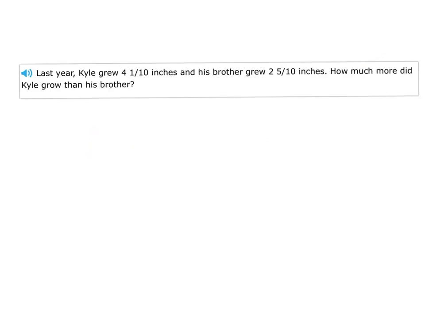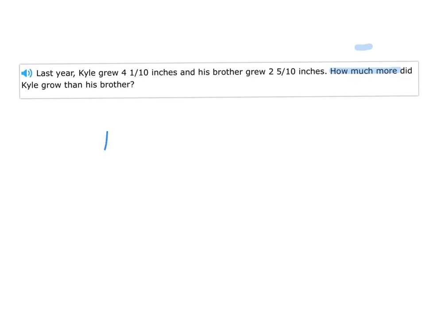Let's look at this next example here. Last year, Kyle grew 4 1/10 inch, and his brother grew 2 5/10 inch. How much more did Kyle grow than his brother? Well, in this case, when they're asking how much more, it's not an addition problem, it's a subtraction problem. Kyle was taller. How much taller? You have to find the difference there.